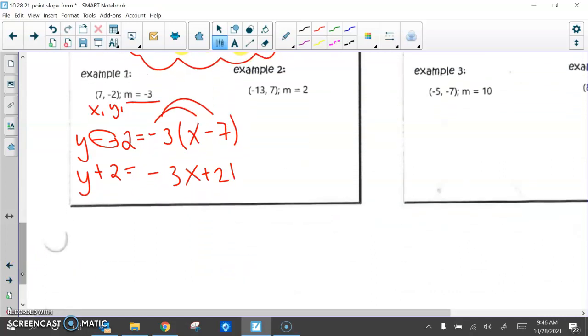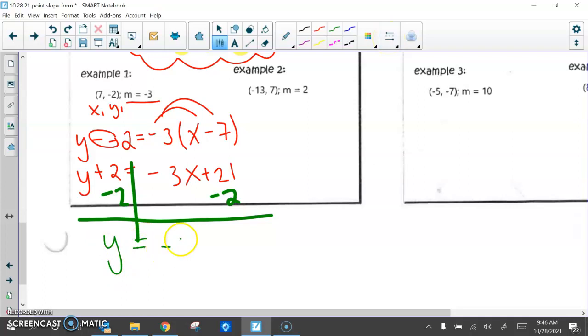So my last step is to get y by itself. So I need to move this 2 to the other side. Make sure when you're subtracting that you are subtracting from the number and not from the x. So this ends up being y equals negative 3x plus 19.